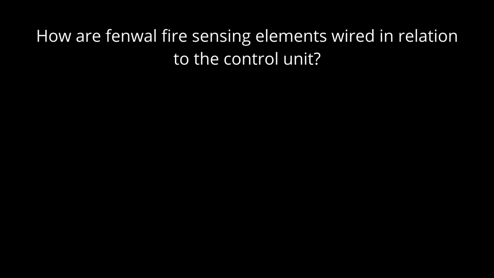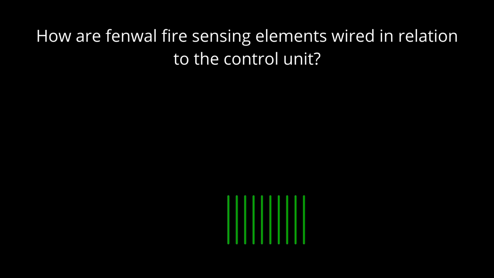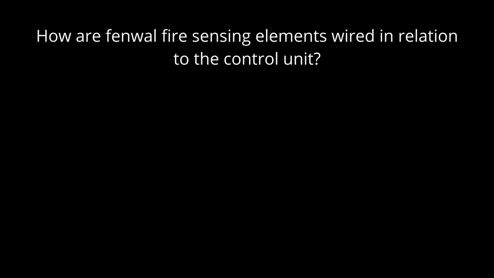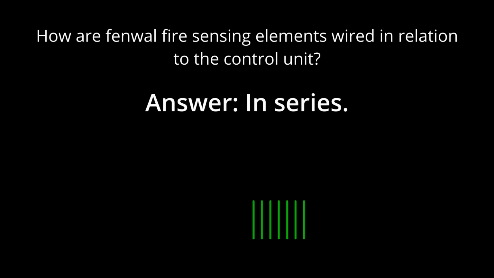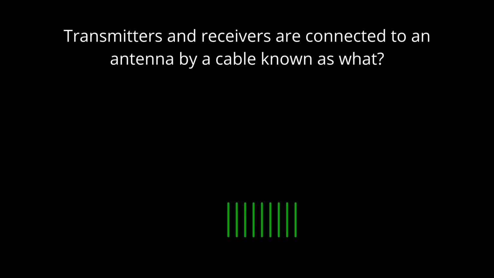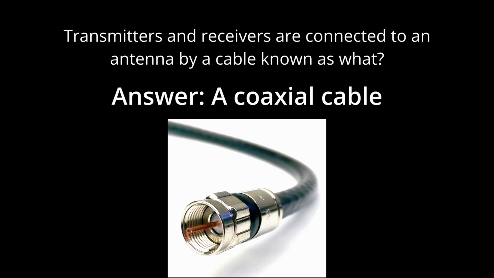How are Fenwal fire sensing elements wired in relation to the control unit? Series. Series, yeah. Transmitters and receivers are connected to an antenna by a cable known as what? Coaxial. Coaxial cable, yeah, or a transmission line.